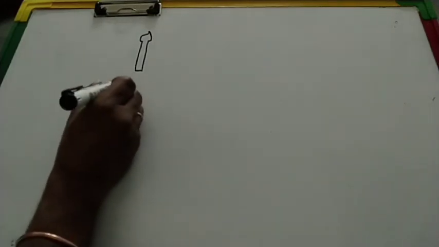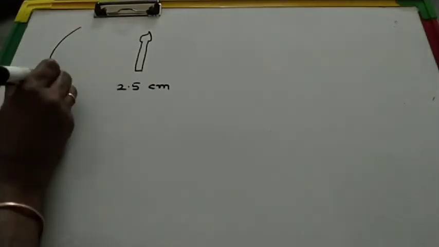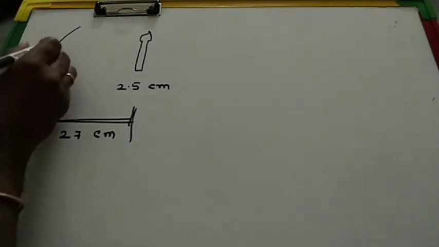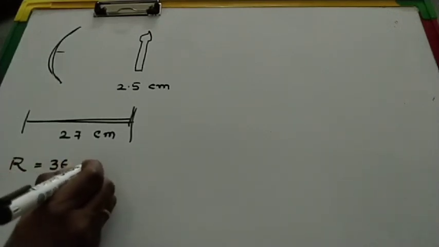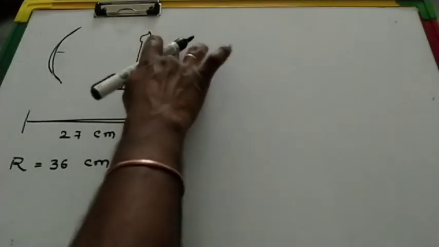That means a small candle, it is a candle. Its size is 2.5 centimeters. It is placed 27 centimeters in front of a concave mirror. The distance between here and here is 27 centimeters. And the radius of curvature R is equal to how much? 36 centimeters. Here is the radius of curvature.